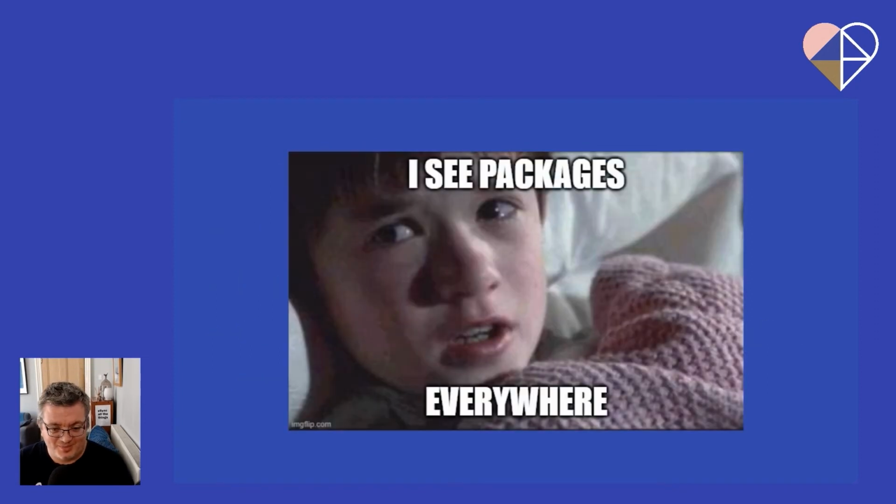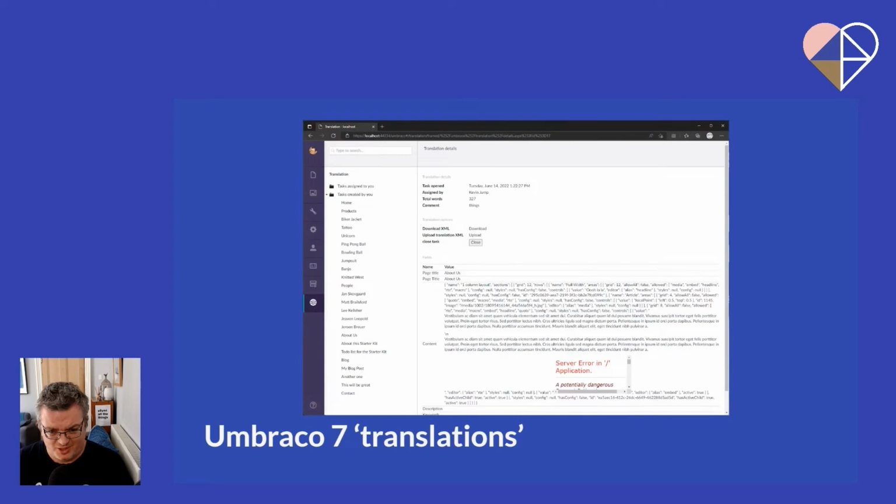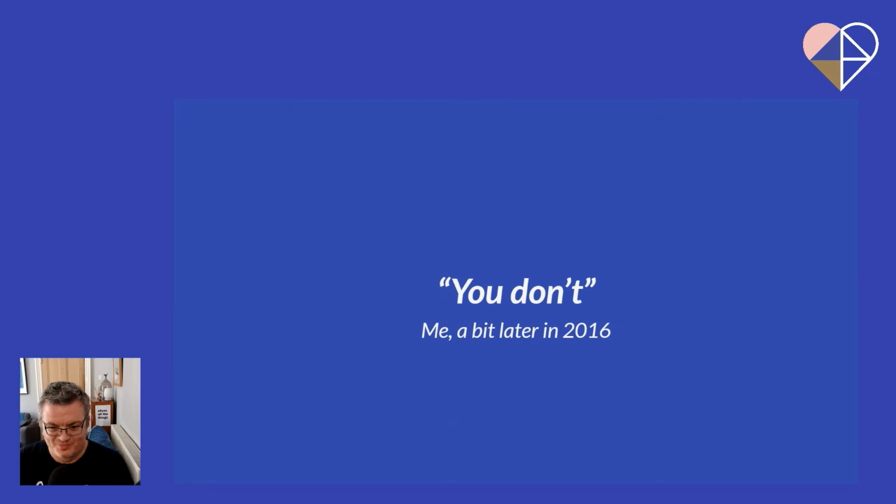So in summary, I see packages everywhere. Back in 2016, I was talking to a developer here in Liverpool, and he was just about to start a general project they had with multiple languages. And he said to me, how do you do translations in Umbraco 7? And so I had a look at how you did translations in Umbraco 7. At the time, there was a translation dashboard. But what had happened over time, as all of the JavaScript elements and the grid had gone in, is they'd basically made it defunct. You can see in the screenshot, there are even errors on that. So I went back to him quickly and said, in reality, you can't translate in Umbraco 7.